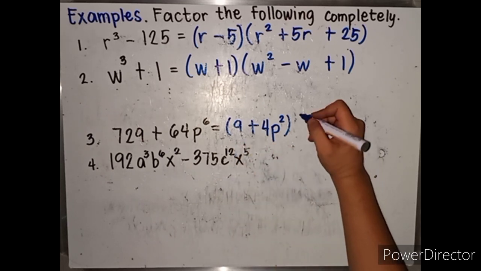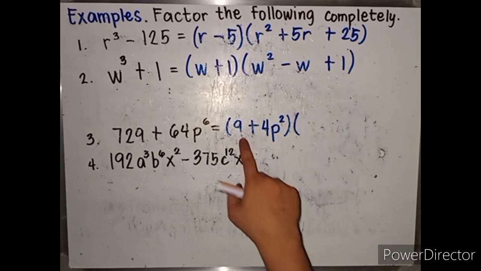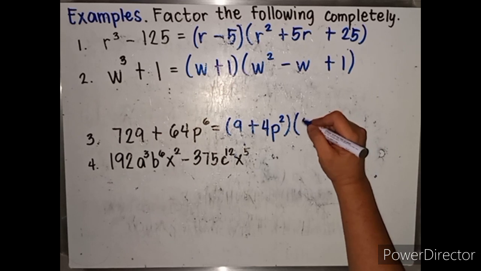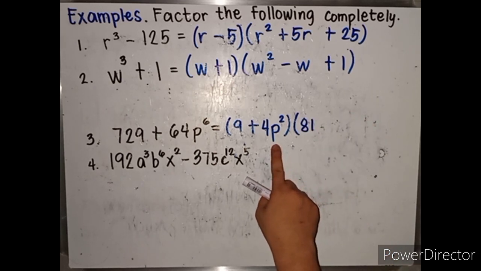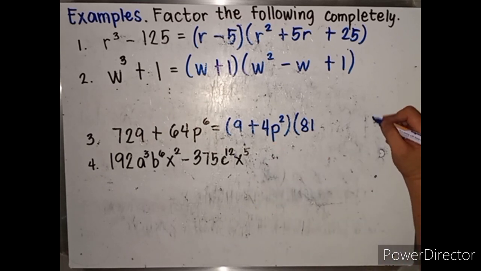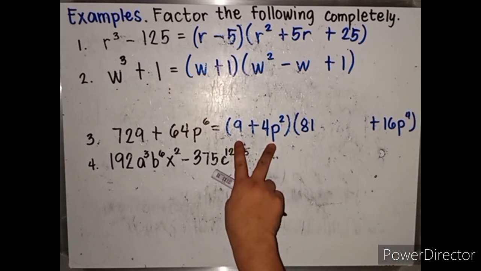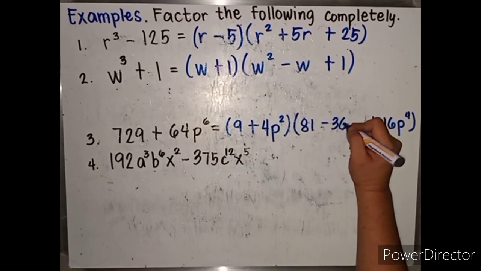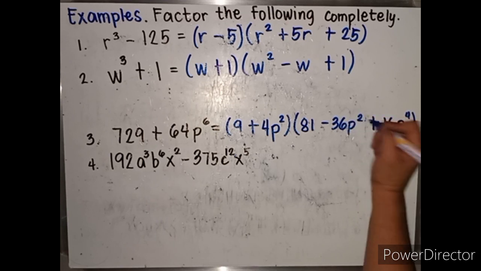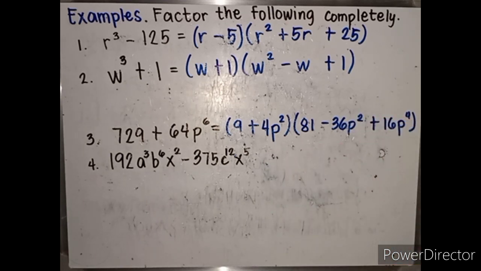Let's create our trinomial factor. Square this one, so square 9, so that is 81. 4p squared, so pag in-square natin yung 4p squared, that will be 16p to the 4th. Middle term na lang. Multiply 36p squared, yung product. Pero kabaligtaran ng sign, that's negative 36p squared. So, these are the factors.